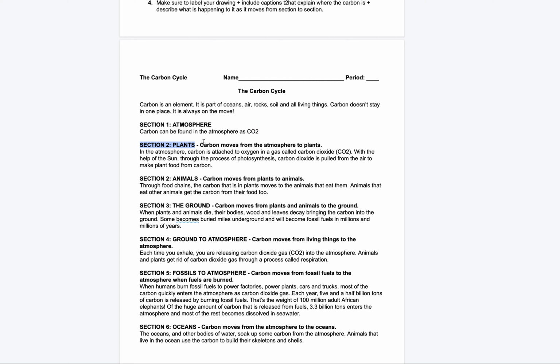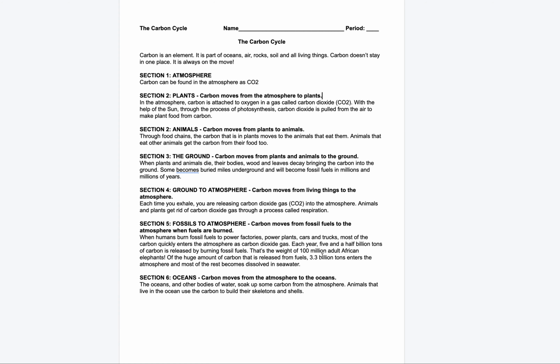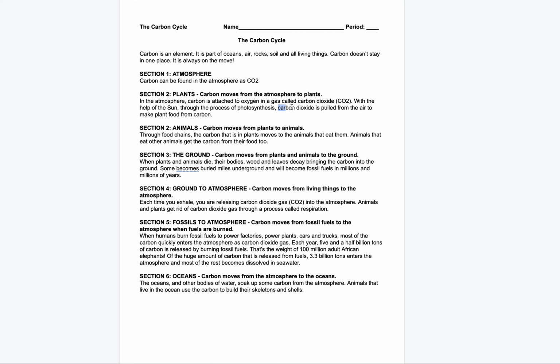Section 2, plants. Carbon moves from the atmosphere to plants. You cannot just draw a cloud, a tree, and then an arrow. No. You're going to have to draw this section right here. You're going to say, in the atmosphere, which you're drawing, carbon, which you're drawing, is attached to oxygen as carbon dioxide, which you're drawing. With the help of the sun, which you're also going to draw, through the process of photosynthesis. You have to draw photosynthesis. And you can use your notes and your previous assignments to do that.